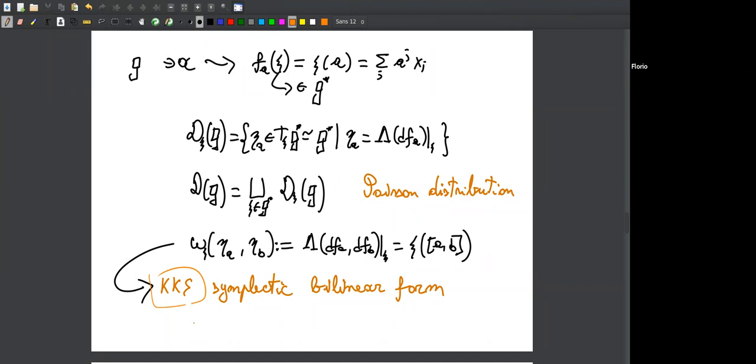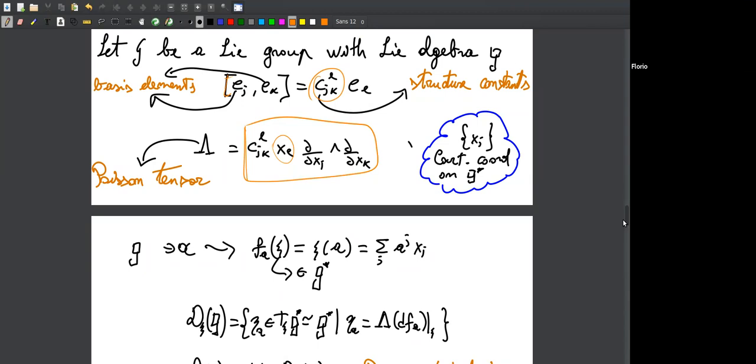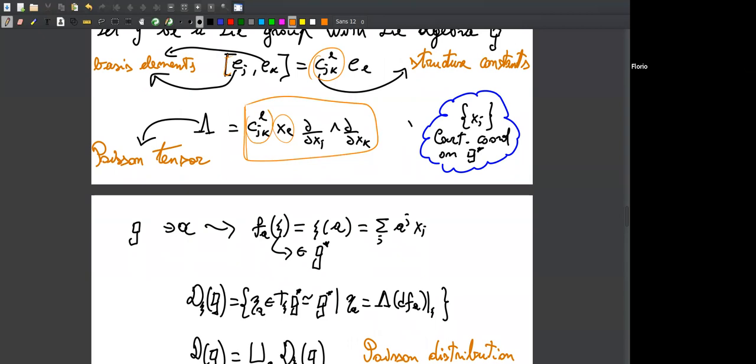That's true. So here we have this tensor here, which is definitely anti-symmetric, but since these are the structure constants of a Lie algebra, this object becomes a Poisson tensor.